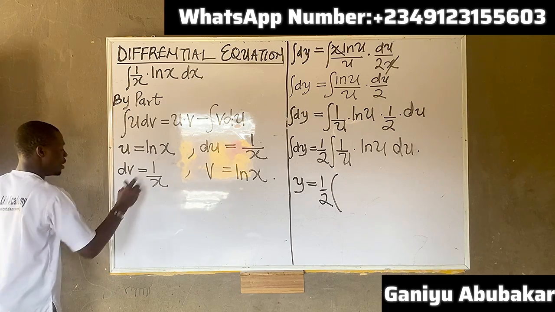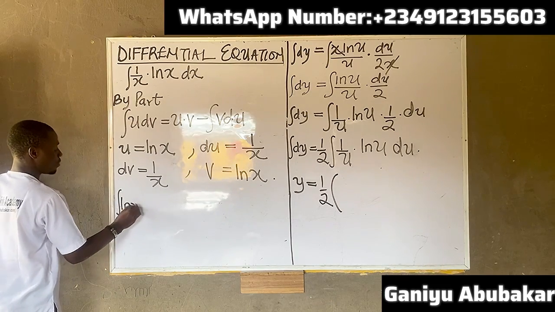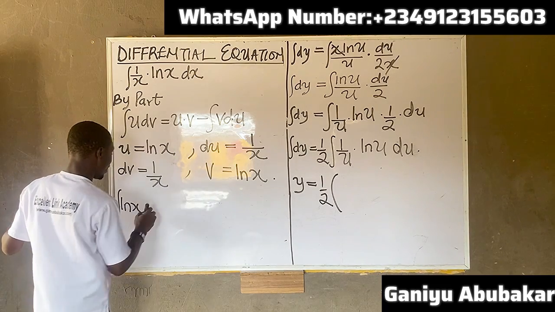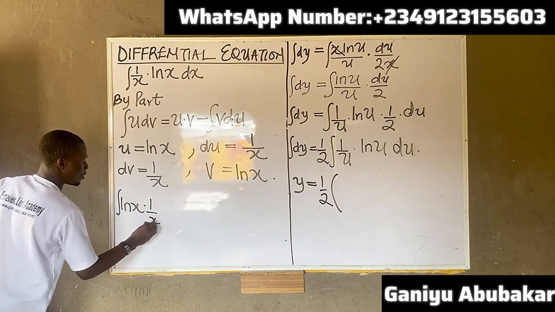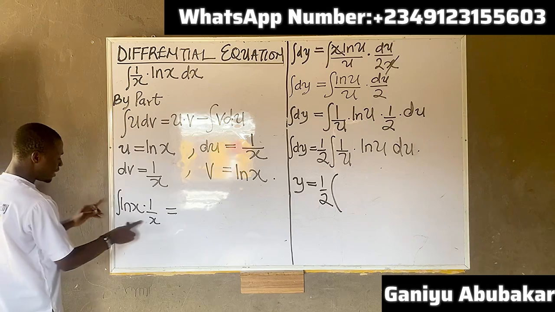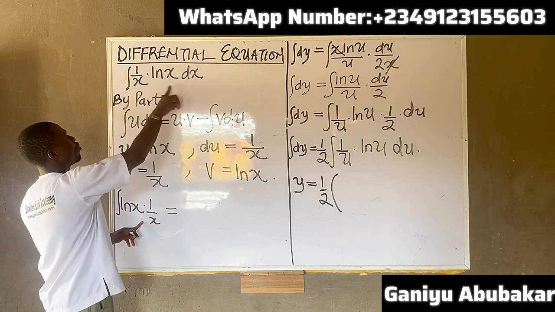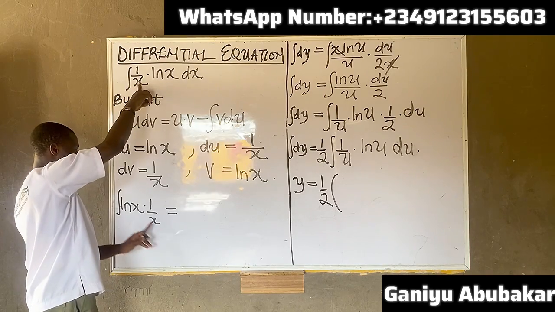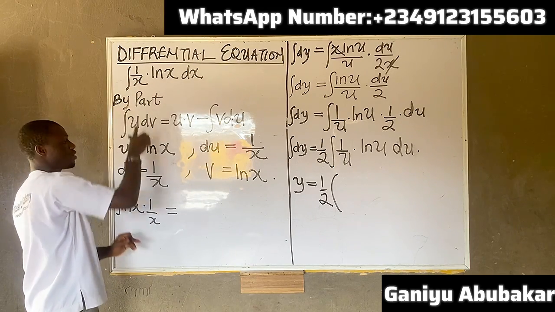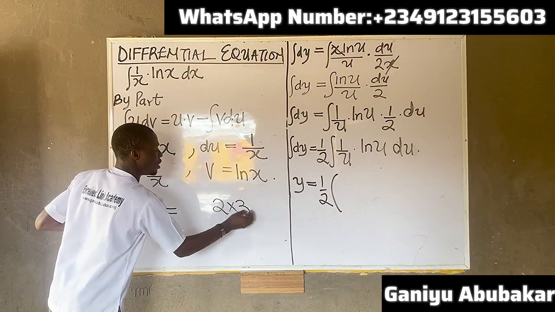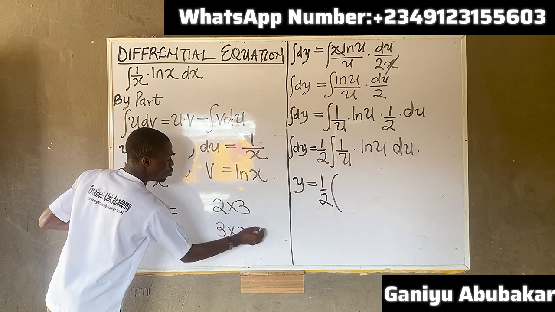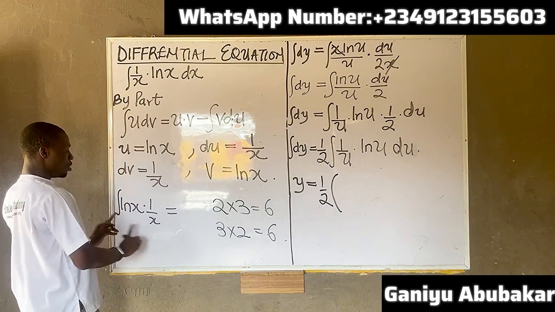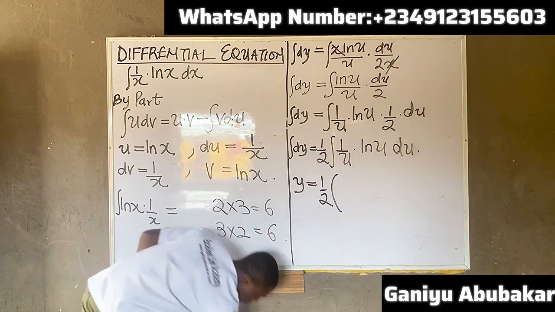What's u? ln x. dv is, of course, 1 over x dx. Because ln x was coming forward and 1 over x is this, they are still the same thing, right? If I say 2 times 3 and 3 times 2, you still have the same answer. Whichever way I arrange them, they still bear the same thing, right?